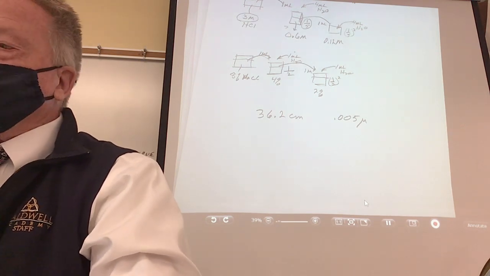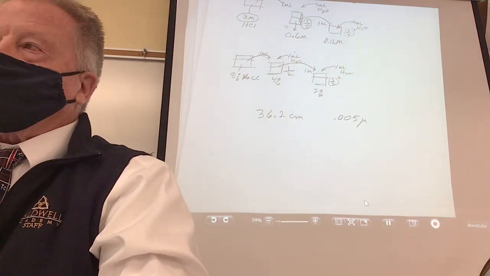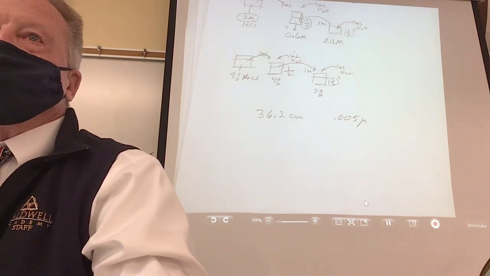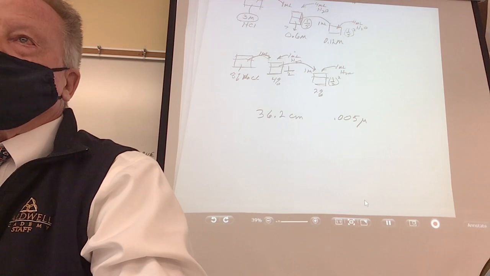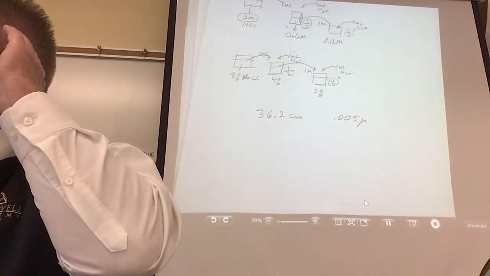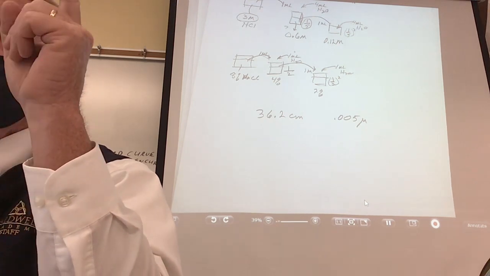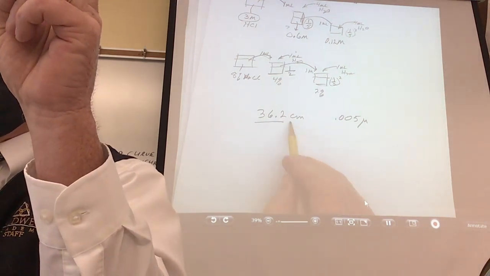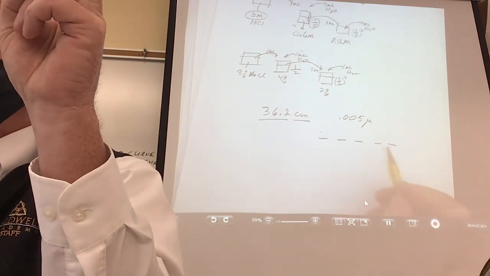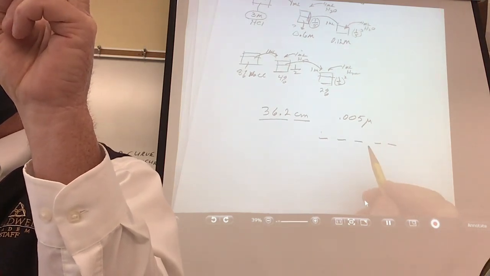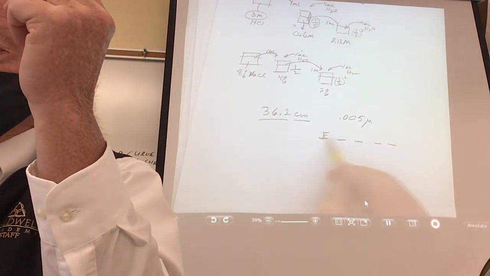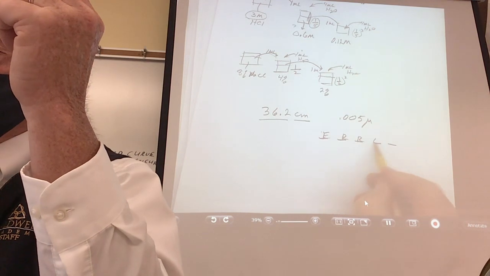So measurements have three things in common. Do you remember the three things? This is hard to remember everything, but what do all measurements have in common? They all have a what? Unit, right? A number, and they have a unit. They have a number, they have a unit, and they have what? Let's see if everybody remembers this. Sig. It's a word. Did somebody say it? You're right. You have to remember that.